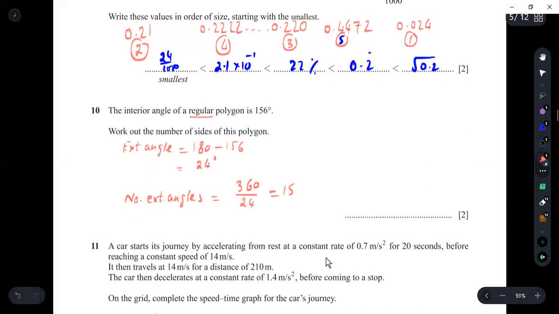So 15 times 24 is 360. So the number of interior angles, number of exterior angles, and number of sides are the same. Hence this polygon has 15 sides. You can say the number of sides is 15.